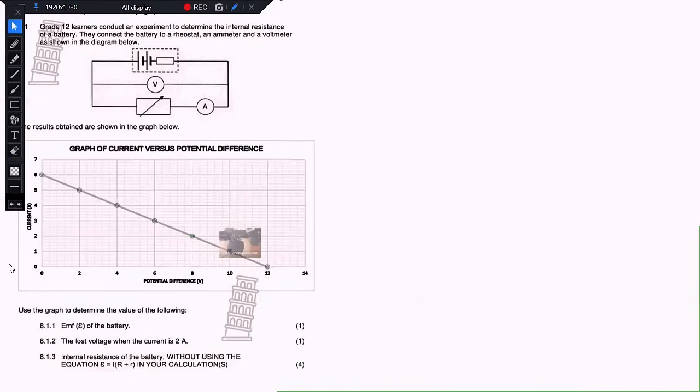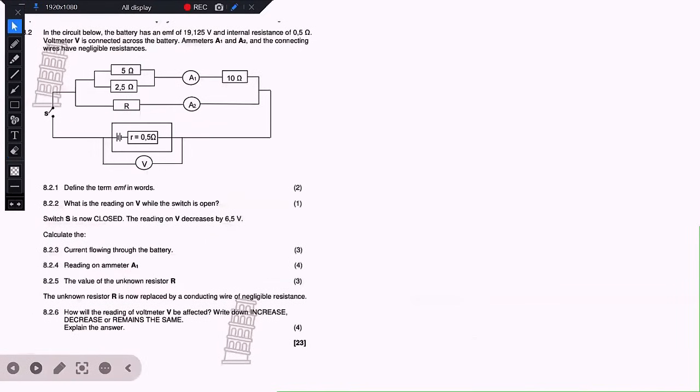Okay, so now let's continue. Now let's see the electric circuit. In the circuit below, the battery has an EMF of 19.125 volts. So this is the EMF right there. And internal resistance of 0.5 ohms. Voltmeter V is connected across the battery. And then ammeters A1 and A2 and the connecting wires have negligible resistance. Define the term EMF in words. So we know that you must expect this definition. Either expect the definition for EMF or current, or they can make you define Ohm's law.